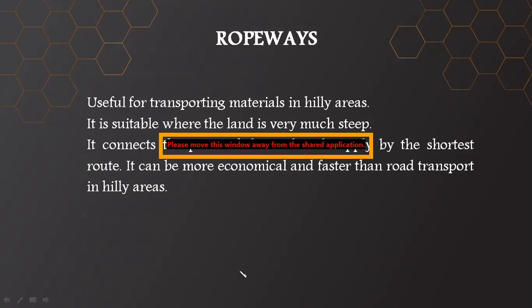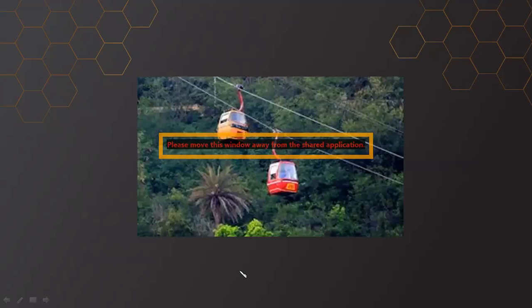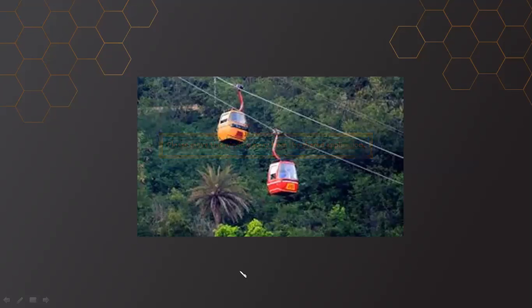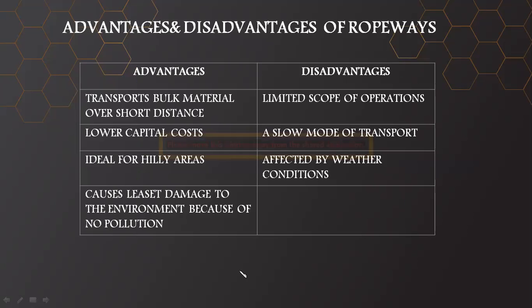Ropeway. Ropeway is something which we use for transporting materials in the hilly areas where the land is very steep, and it is possible where it can connect only the shortest route, and it is economical, faster than road transport, especially in hilly areas. This is one example of a ropeway, how it will be moving goods from one place to another. It's commonly used in hilly areas. Advantages are, it can transport bulk material but at a short distance only. Lower capital cost. It is ideal for hilly areas. Causes least damage because hardly any pollution is created.